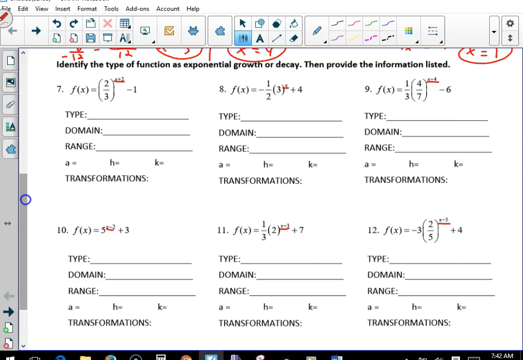Now, look at the numbers that are attached to those. Think about the exponent as a balloon, and the base is the little kid holding the balloon. So number 7, who's holding x plus 2? That would be 2/3. 2/3 is a fraction less than 1, which makes it decay.